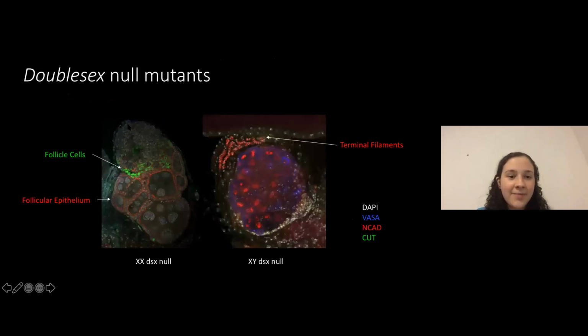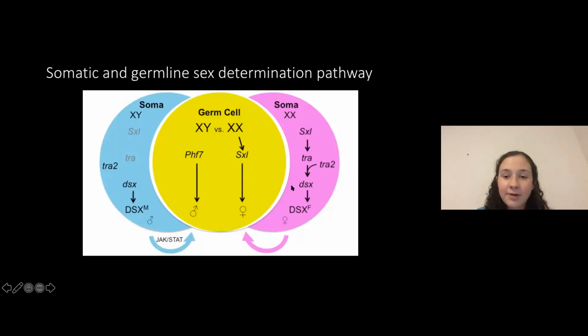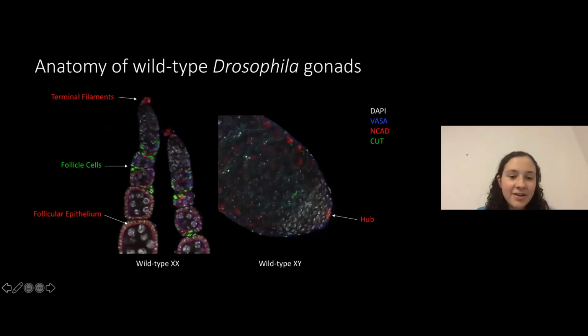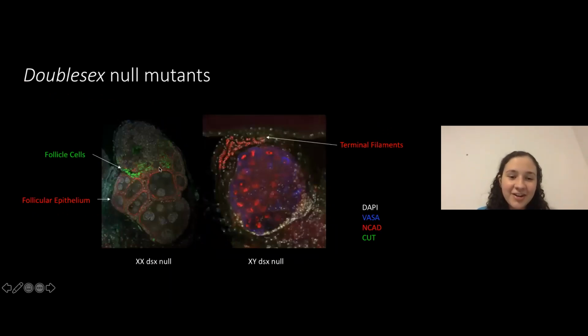So in double-sex null mutants, as in flies where you knock out all of the double-sex isoforms, this is what the gonads become. For a female, it retains most of the aspects of a female gonad, not the pretty structure, but you can see that there are still follicle cells and there's still a follicular epithelium. Interestingly, sometimes female double-sex null gonads get a hub like this. So you can see there's a little hub up on that one.